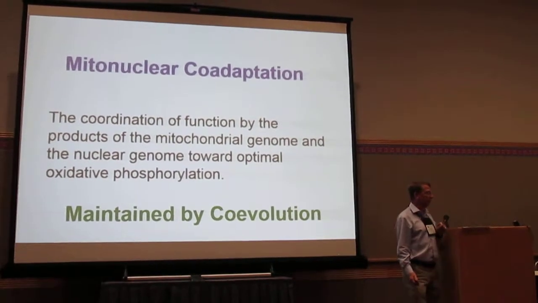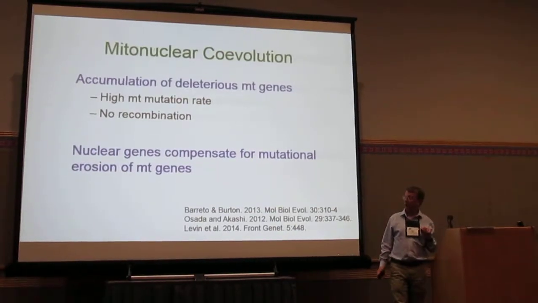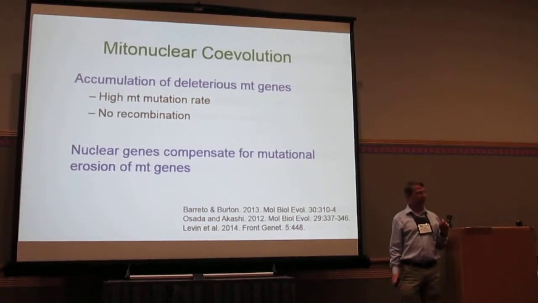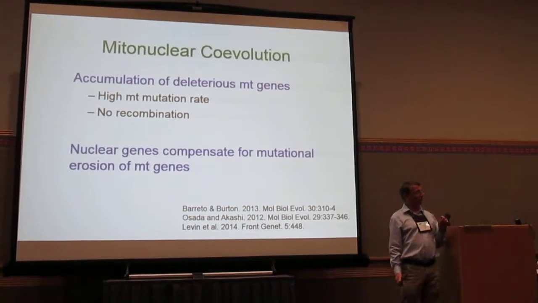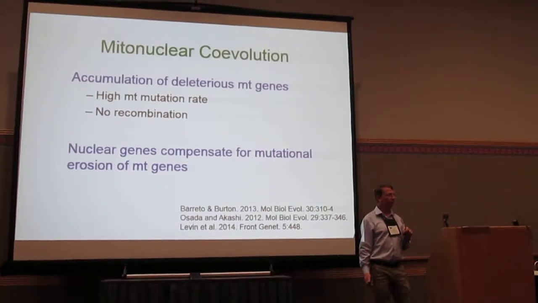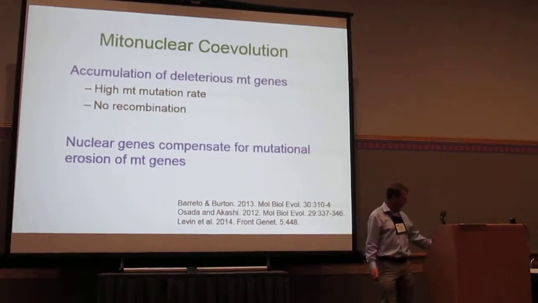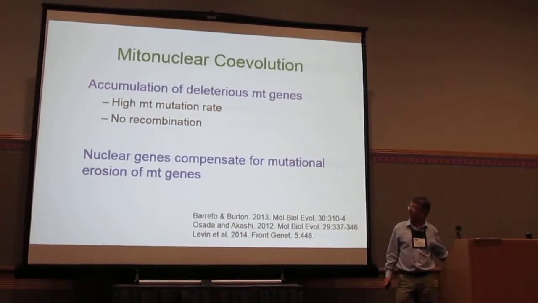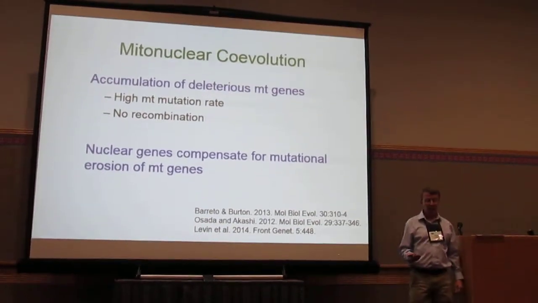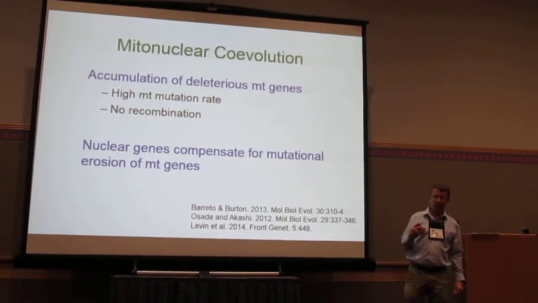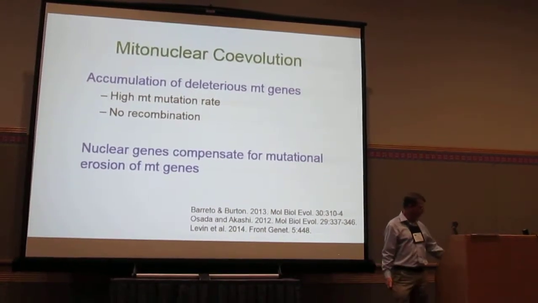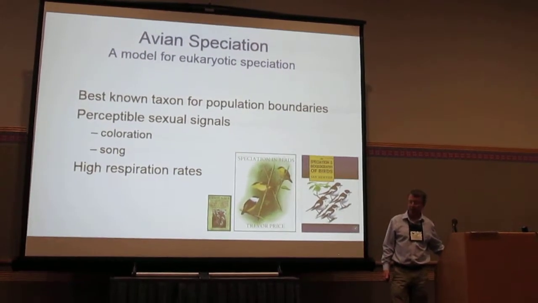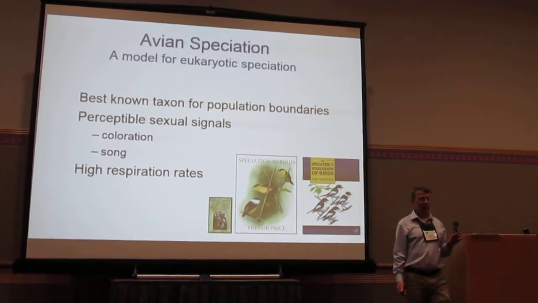Now, a key point is that we can only maintain mitonuclear coadaptation through perpetual coevolution. The reason for this is that these are not static genomes. In particular, the mitochondrial genome is prone to rapid evolution because, in general, it mutates at a much higher rate than the nuclear genome. And in general, there's no recombination. It's a haploid genome that's transmitted without recombination. So with high mutation rate and no recombination, you get a lot of changes, and some of these changes are functional. So there have to be coordinated changes in the nuclear genome to maintain mitonuclear coadaptation, which is core to organism fitness. Those are general processes of eukaryotes.